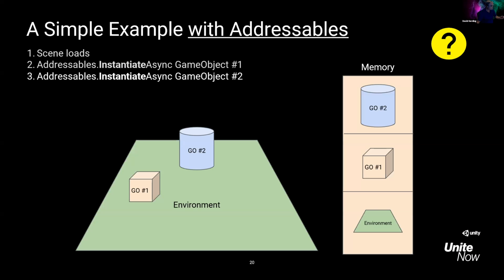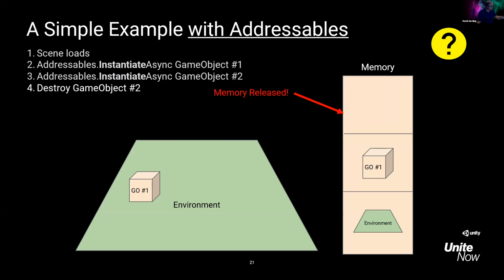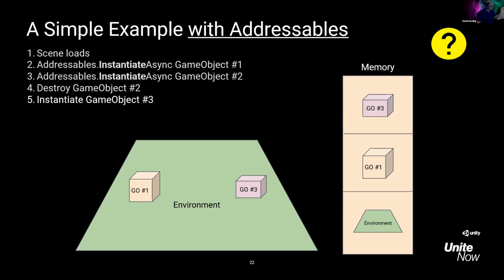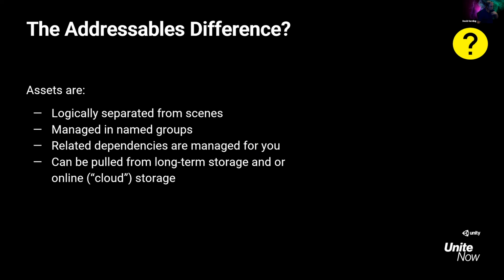And clearly, because these things can be pulled in from online, you can see the advantage of being able to bring assets in from a remote context, from a server, as your machine's running. Just like with regular Addressables, we can release memory, bring another one back in, and so on. So the Addressables difference is that your assets are logically separated from scenes, and they're managed in named groups.